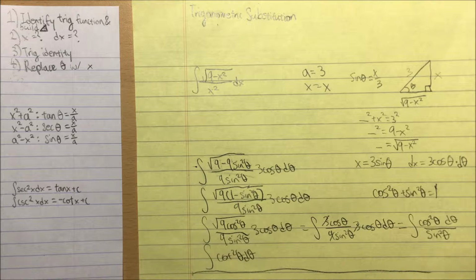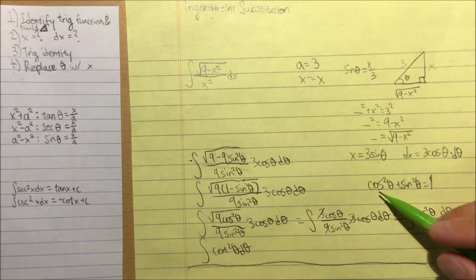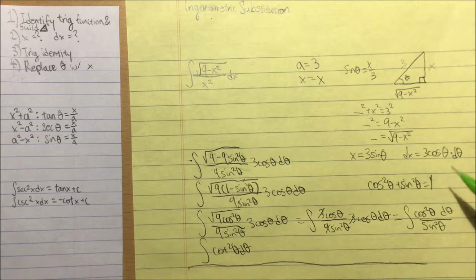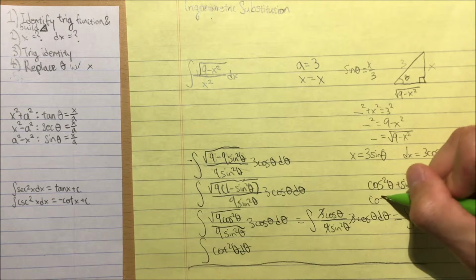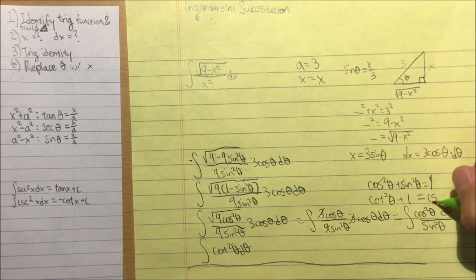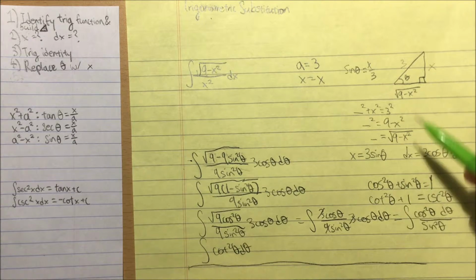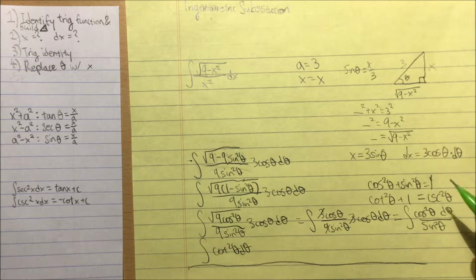Now, we need to integrate cotangent squared of theta, but that is not a basic integral, and as a result, I'll be using trig identities to transform it into an integral that I do know. So using this, we can find cotangent squared of theta by dividing everything by sine squared of theta, and that gives us cotangent squared of theta plus 1 is equal to cosecant squared of theta. And from this, we can determine that cotangent squared of theta is simply cosecant squared of theta minus 1.